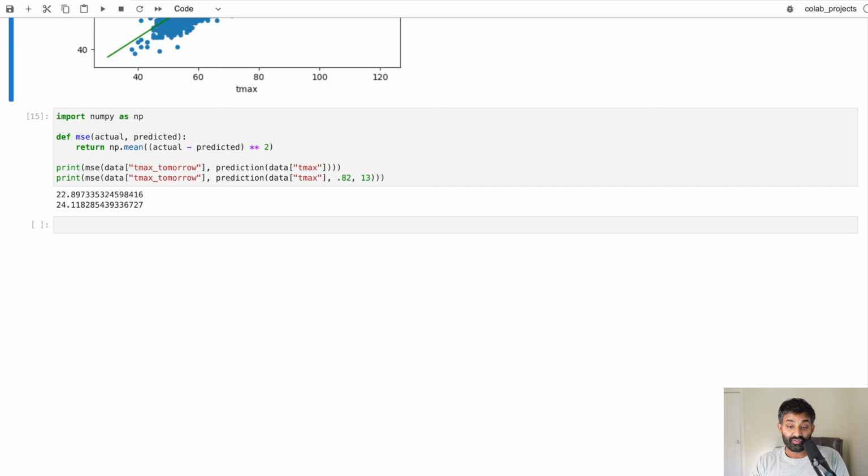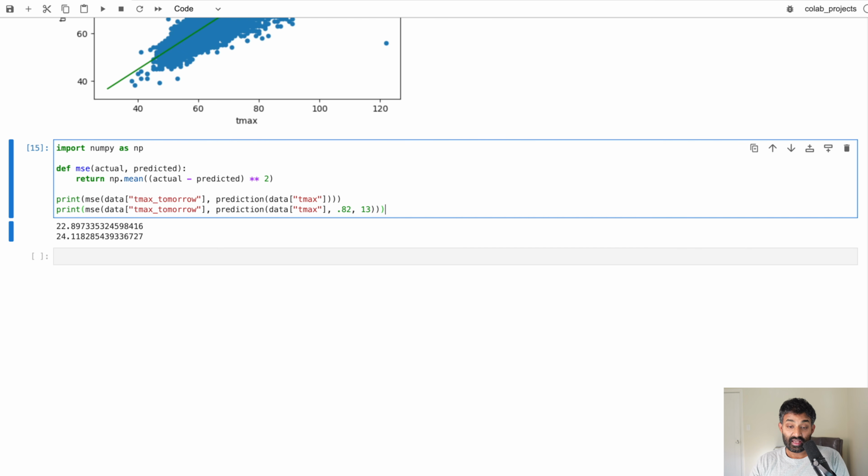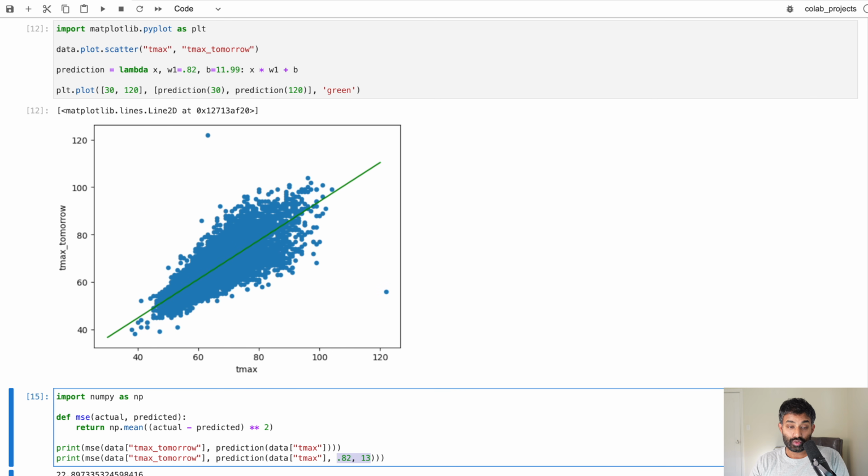So you can think of capacity as the capability of the network to represent a complex relationship. And basically, the more parameters a neural network has or a machine learning algorithm has, the greater its capacity generally, which means the more complex input data it can represent. So in this case, our linear regression only has two numbers, right? And with those two numbers, it can't represent all of the complexity in the interaction between Tmax and Tmax tomorrow.